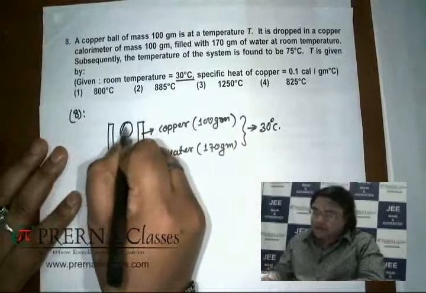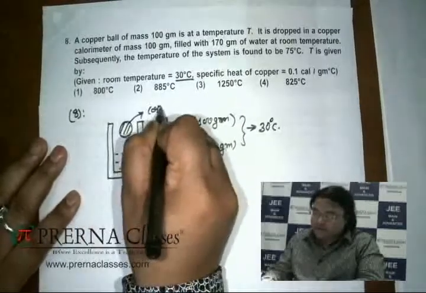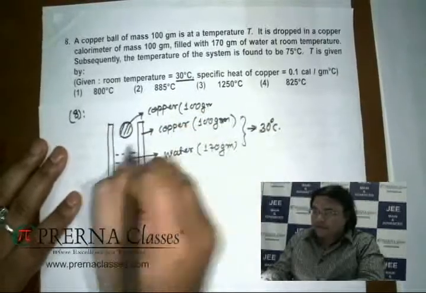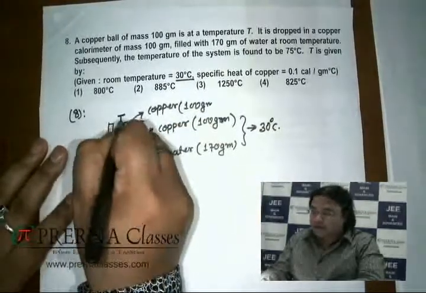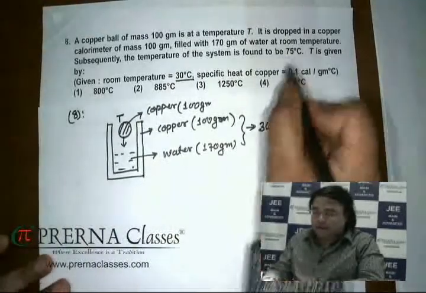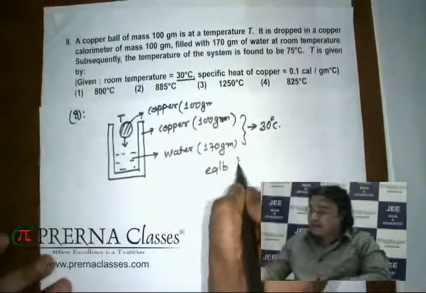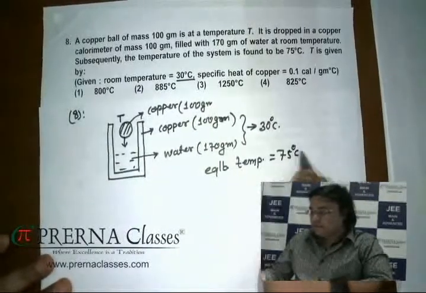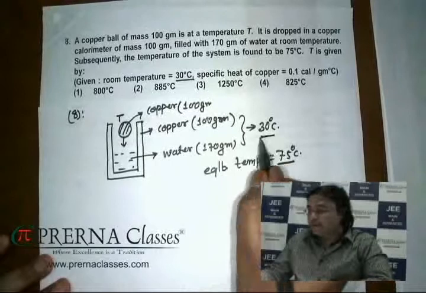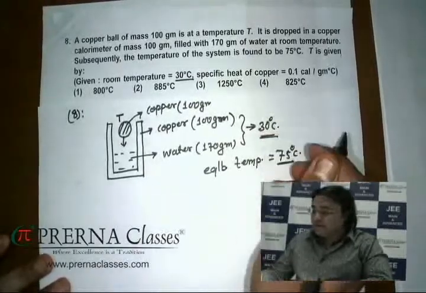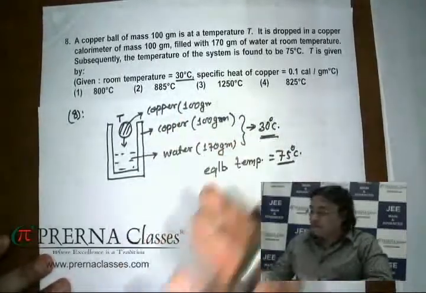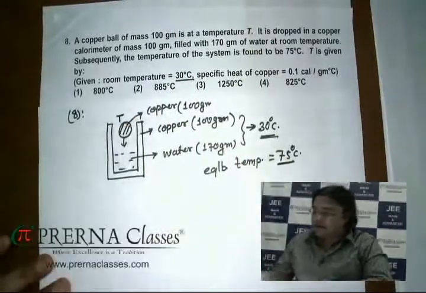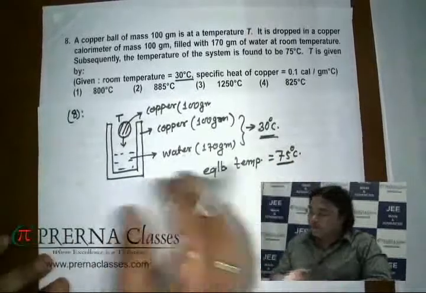In this calorimeter and water setup, a ball of copper, whose mass is again 100 gram, is dropped into it at temperature T, and the equilibrium temperature is given as 75 degrees C. Since the equilibrium temperature is greater than 30 degrees, there is definitely heat gain by the calorimeter and water setup, and heat released by the copper ball.